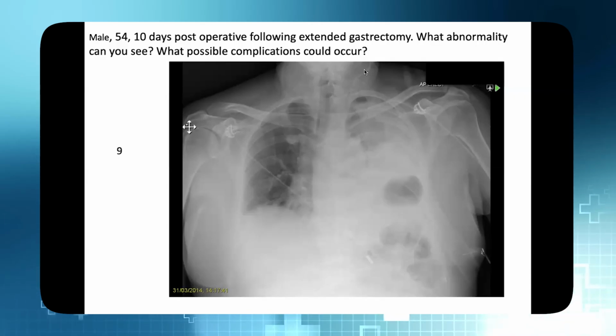level, and there is a left internal jugular line, and you can see any other tube? Yes, a tube is there, and also an endotracheal tube is there, quite deep. I mean, it is extending beyond the carina. The endotracheal tube is beyond the carina, so this is endobronchial.